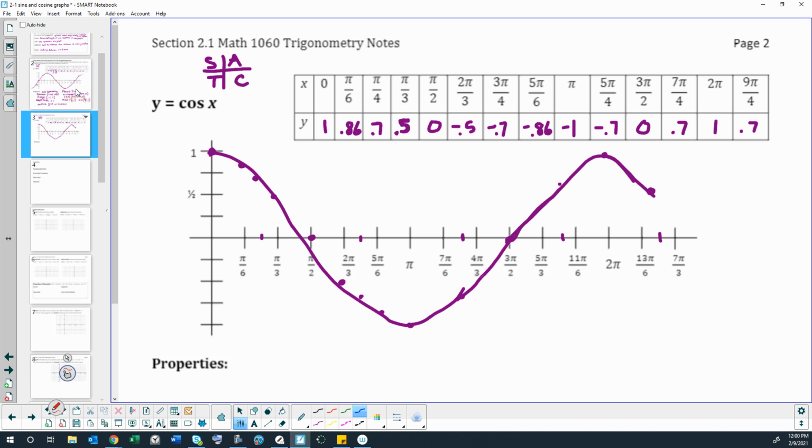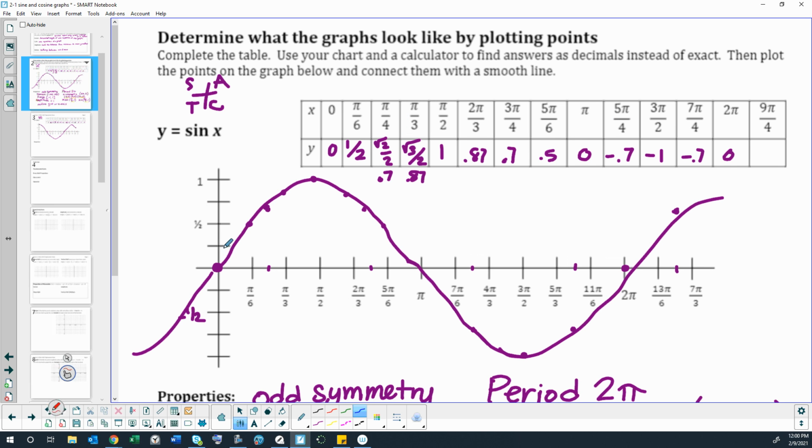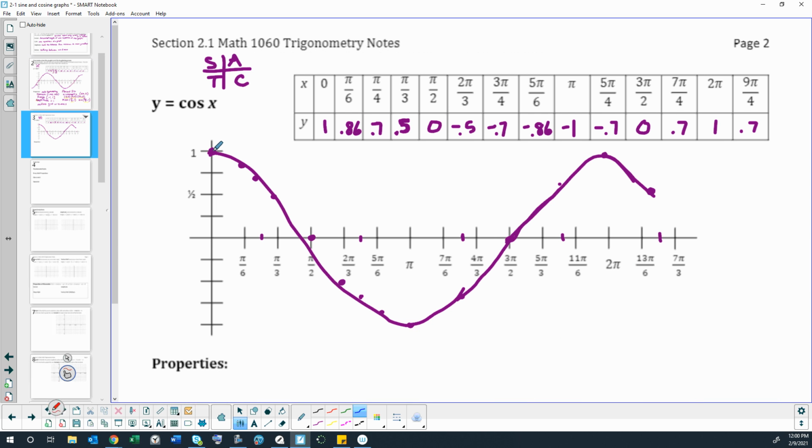However, sine started at 0, went up, went through 0, went down, went to 0 again. That's our one cycle, right? Whereas cosine starts at 1, goes down to negative 1, and then goes back up to positive 1. That's our fundamental cycle instead.